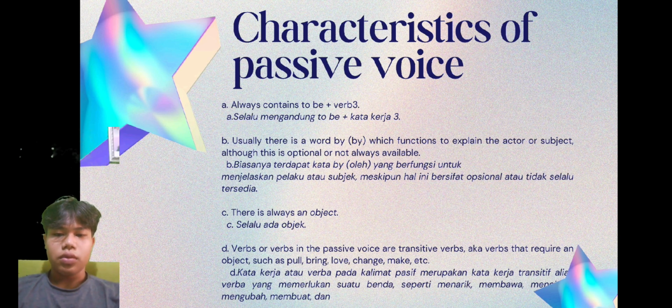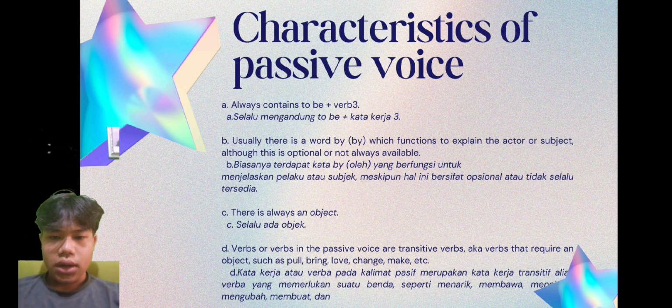Always uses the past participle, verb 3. The passive voice is formed by using the verb to be, followed by the past participle of the main verb, and might include "by" as optional. The "by" phrase can be included to mention the doer of the action, but it is not always required and can be omitted.